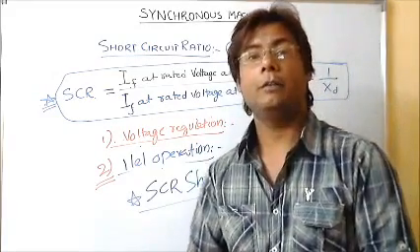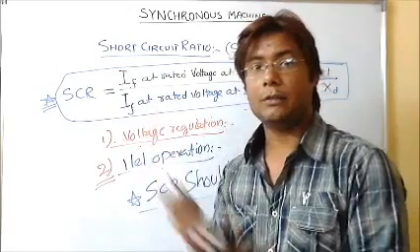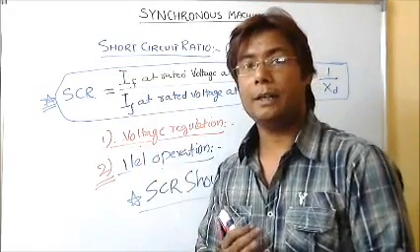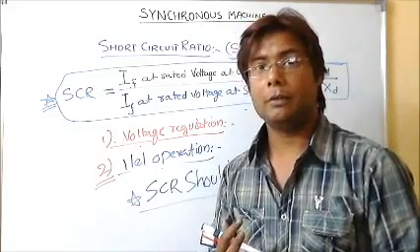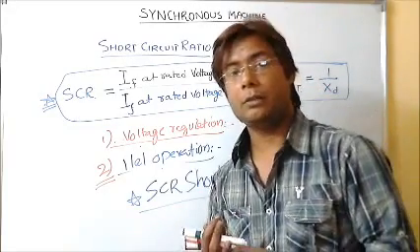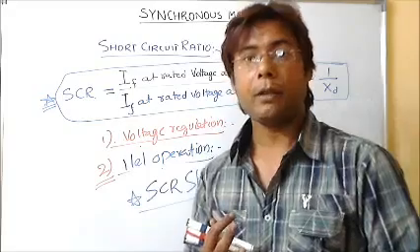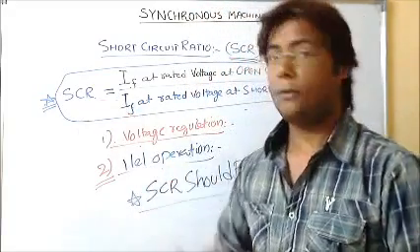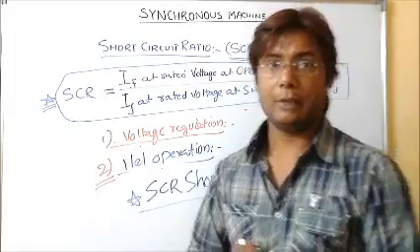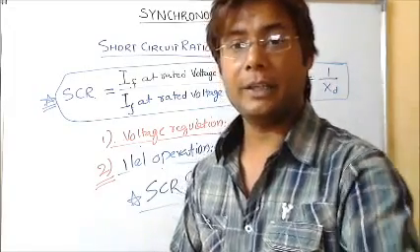And this is a very important relationship. SCR is equal to the IF on open circuit at rated voltage divided by the IF on short circuit at rated current, which is normally equal to 1 by XD. So this is a very important relationship, and a few questions can be asked on this in objective type examinations.